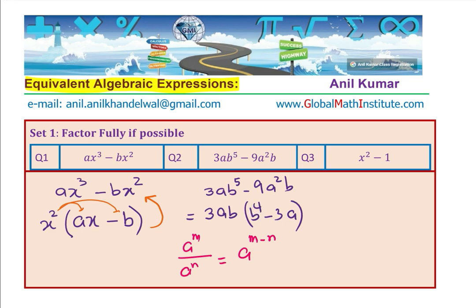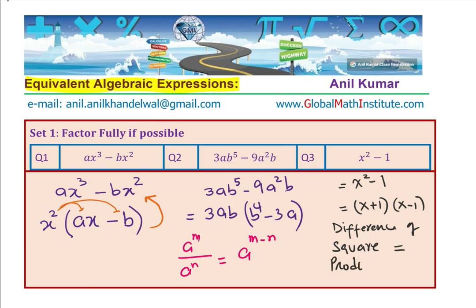The next one here is x squared minus 1. So x squared minus 1 is called difference of squares because 1 could be treated as 1 square, right? So it can be written as product of sum and difference, right? So that is how we could write this product of sum and difference. So remember this, that difference of square is equal to product of sum and difference. Perfect. So that is how we begin with this factoring exercise.